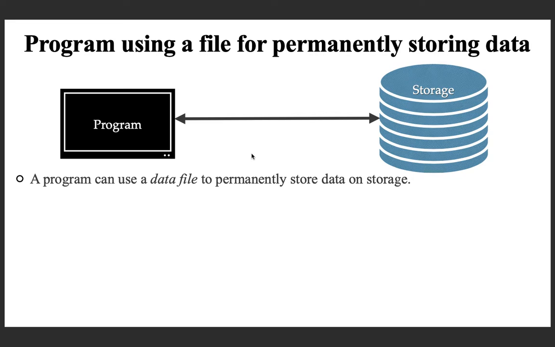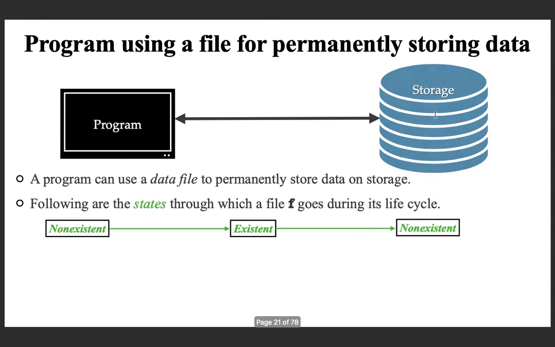A program can use a data file to permanently store data on storage. So data file is the programming construct which enables you to store data permanently on the storage. These are the stages through which file F goes during its life cycle.